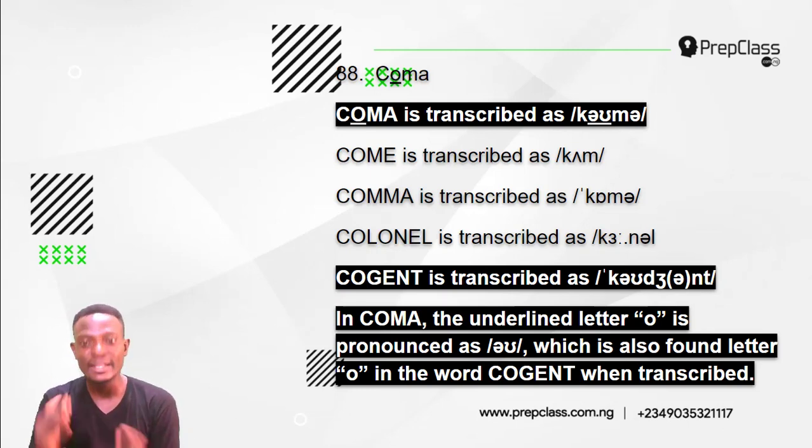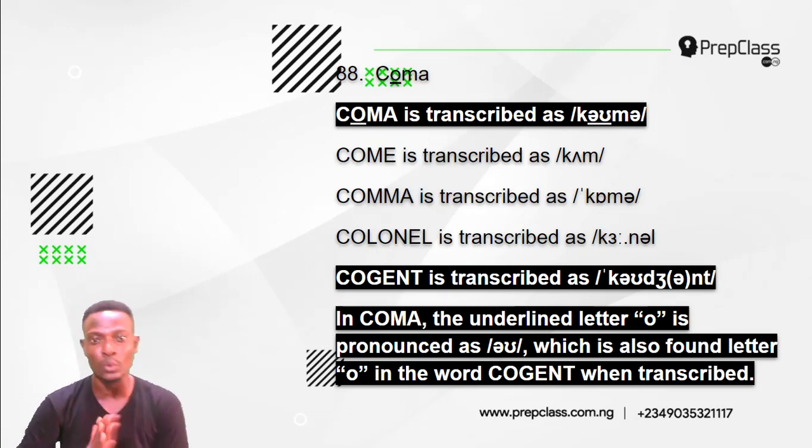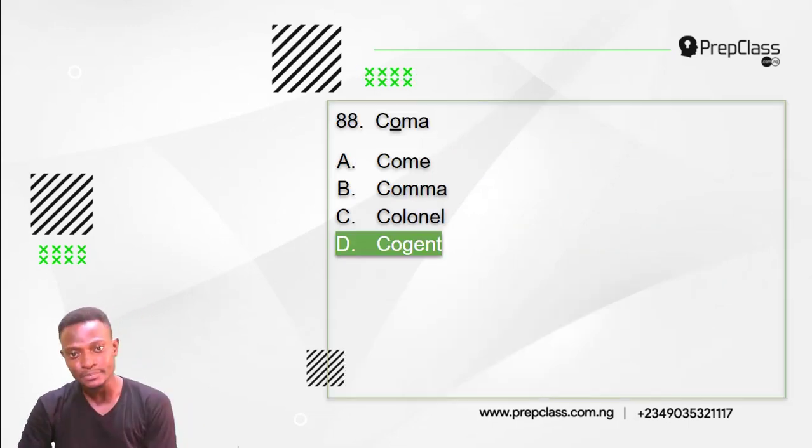So in comma, the underlined letter O is pronounced as O, which is also found in the letter O in the word cogent when transcribed. Looking at the screen, comma and cogent have the same diphthong sound O. So the answer to this question is option D, comma and cogent.